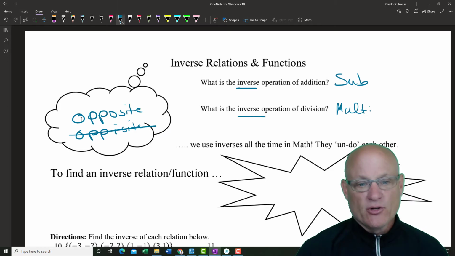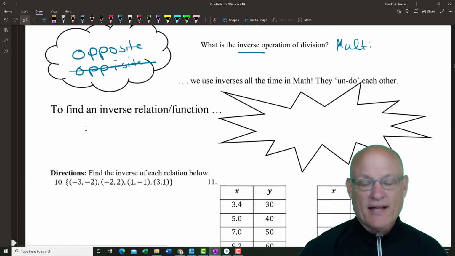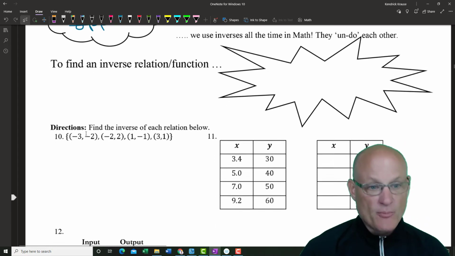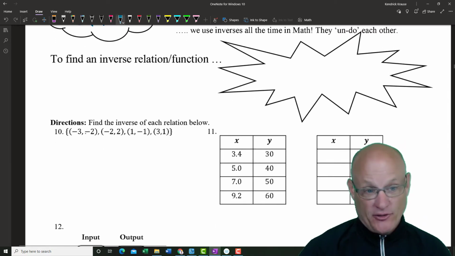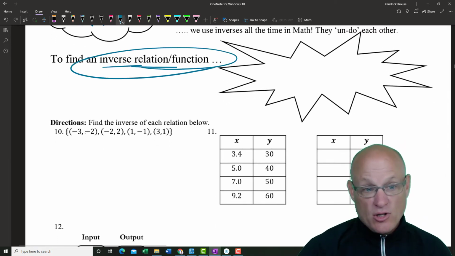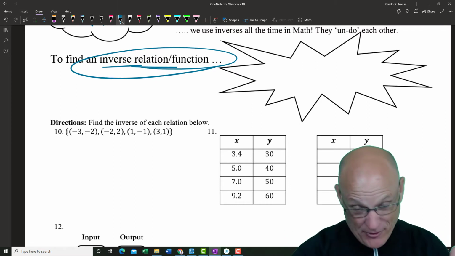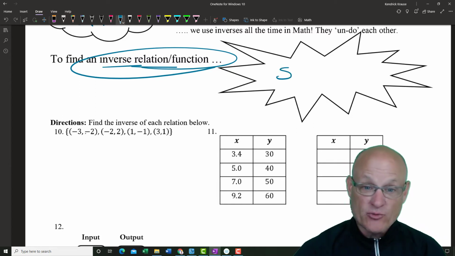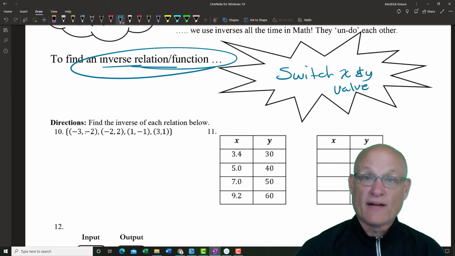So that's what we're going to be doing. We're going to use inverses all the time in math to kind of undo each other to work on problems. So if we want to look for the inverse of a relation, what we want to do is the opposite. The easiest way to think about this is we just want to switch x and y values. That's all we want to do. We want to switch the x and y values.